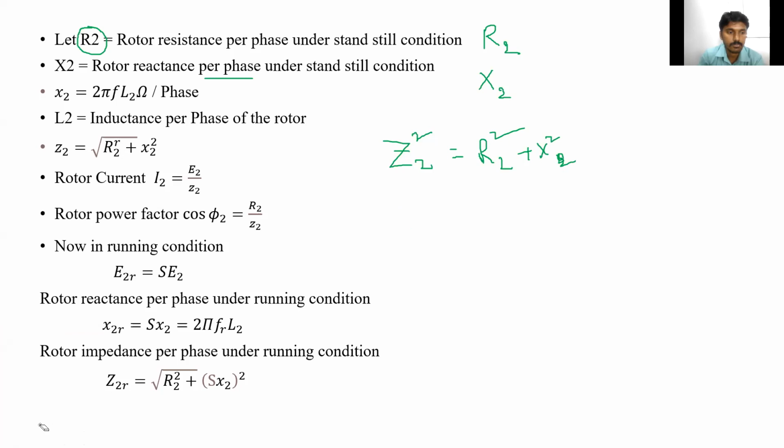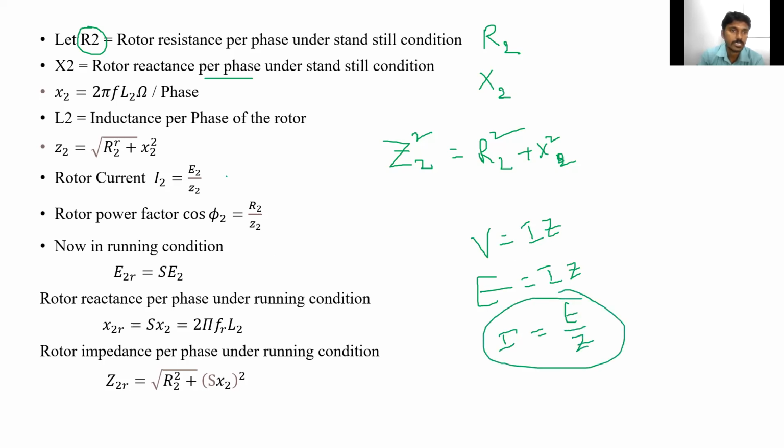So for the rotor current, we directly write the equation: rotor current I2 is equal to E2 upon Z2. Why have we written E2 upon Z2? Because current is equal to voltage upon impedance. Can we write V is equal to IZ, or E is equal to IZ? So I is equal to E by Z. Clear? In this way, we can write the rotor current I2 is equal to E2 upon Z2.